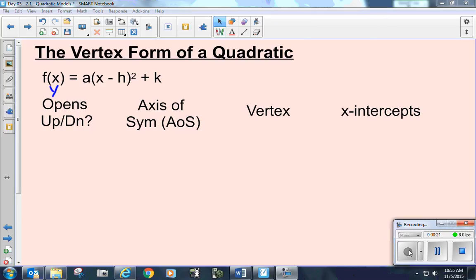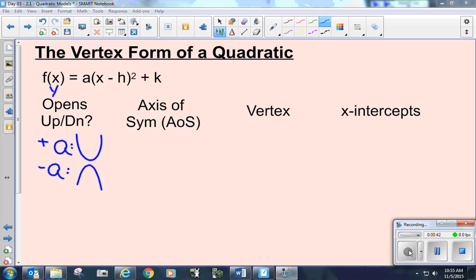Now, just like our standard form, how can we tell if that opens up or down? If the a value is positive, it opens upward, right? If the a value is negative, it opens downward. All right?